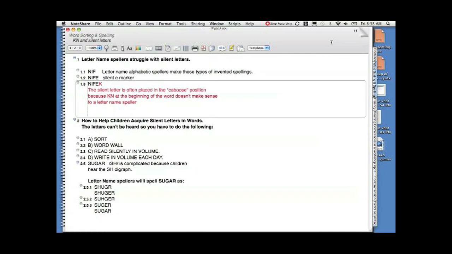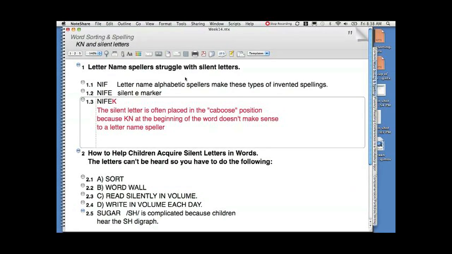Okay, so in sum, what I want to indicate here is that letter name spellers struggle with silent letters, and you can tell that from the invented spellings they use. Their invented spellings usually are right by the board for letter name spellers. They just are working with the sounds they hear for each letter. For knife, quickly that gets added on with an E marker. Silent E marker is picked up pretty quickly. Notice it's at the beginning of the word. And then you start moving into this unique formation.